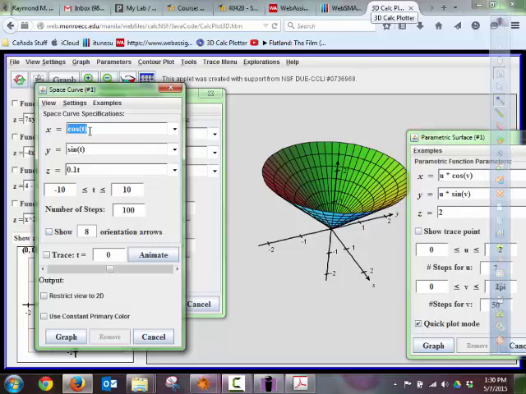Two cosine T, two sine T, two? Just two? Just two. Limits? 0 to 2 pi. Can you see it? It's on the rim.